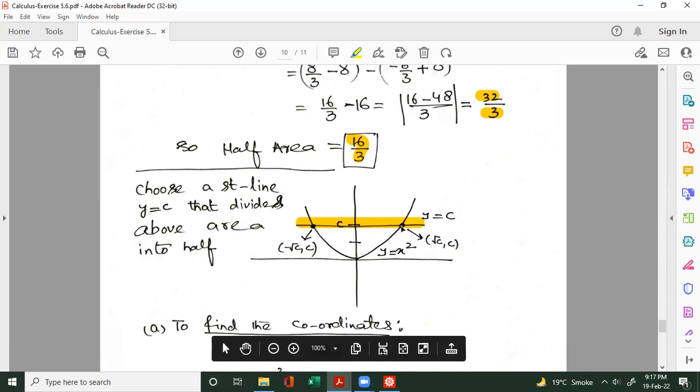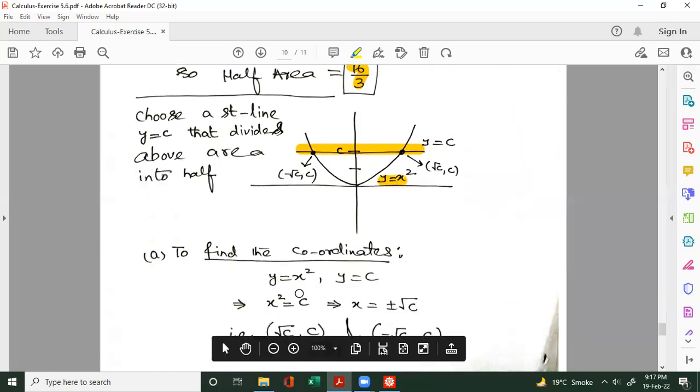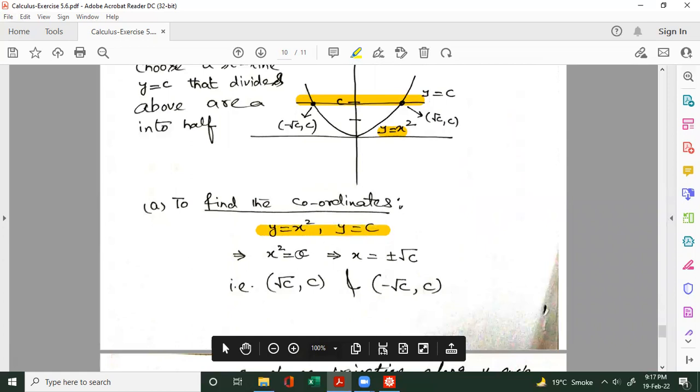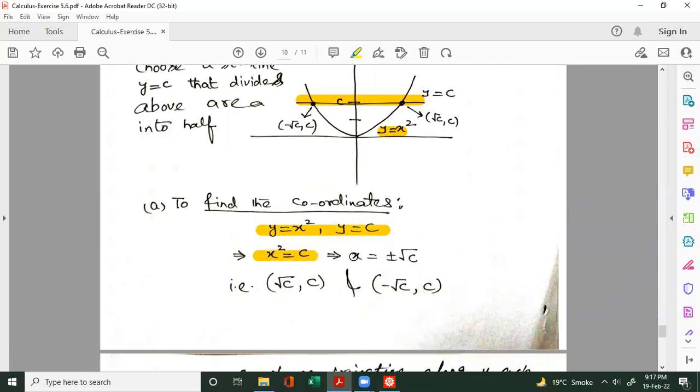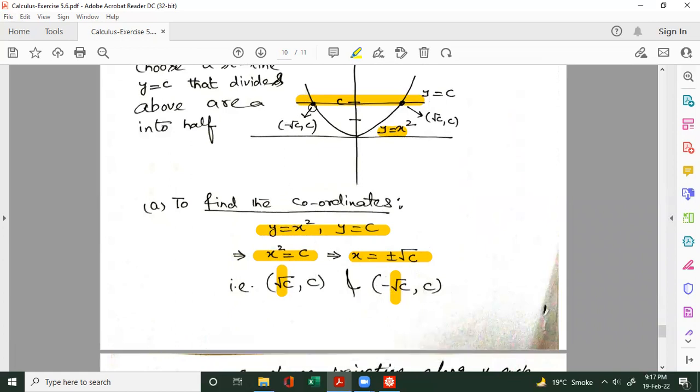First, I want to find the point of intersection where the line y equal to c and y equal to x square meet. For that, equate these two curves. I will get x square equal to c, so x equals positive or negative under root c, and my y is c here. You can also see it on the graph: this point is minus under root c comma c, and that is the second point.